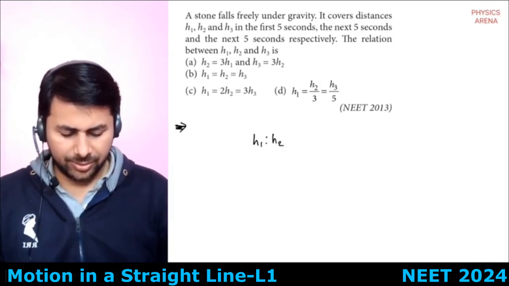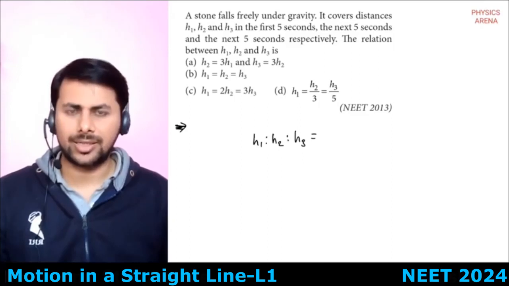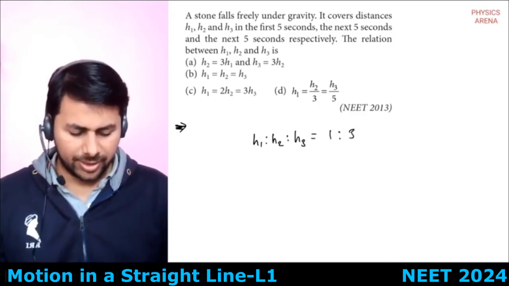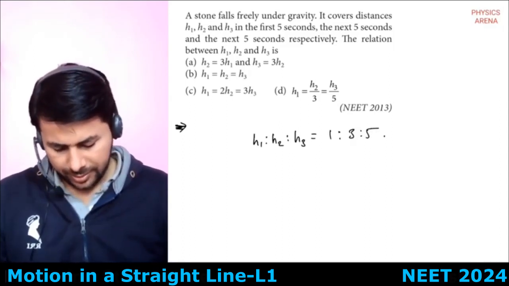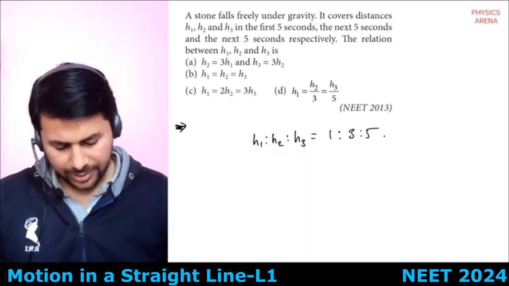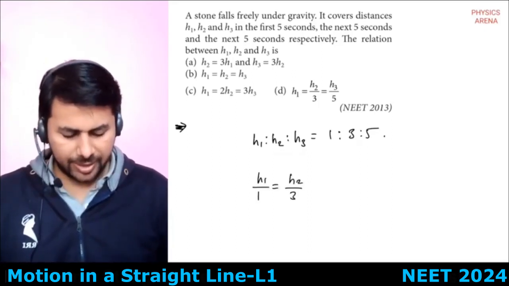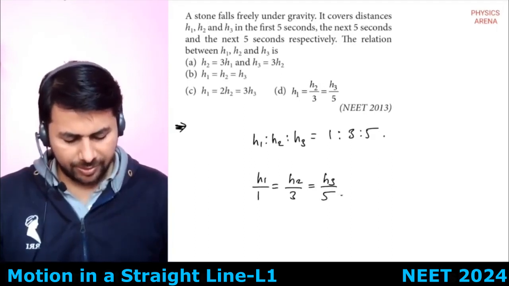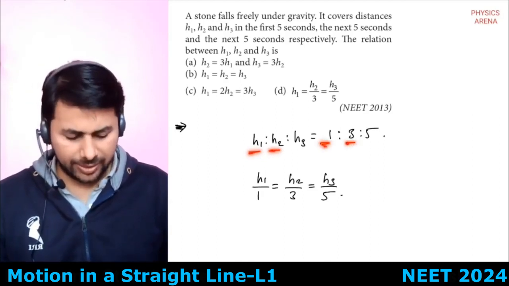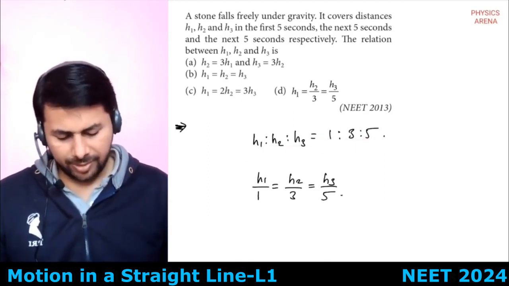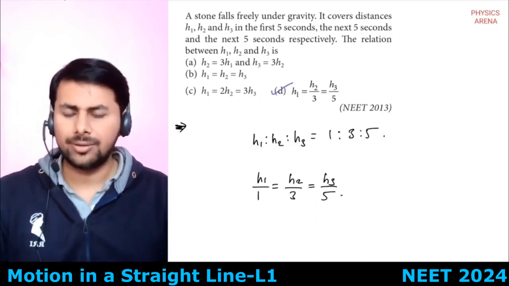So h1 is to h2 is to h3, because they are covered in same time, and this is uniformly accelerated motion, it will be 1 is to 3 is to 5. Then h1 upon 1 will be equal to h2 divided by 3, equal to h3 divided by 5. And it is precisely the option D. So this is clear.